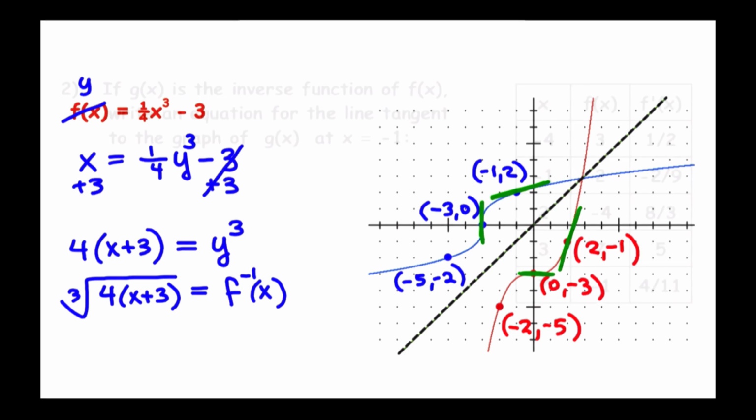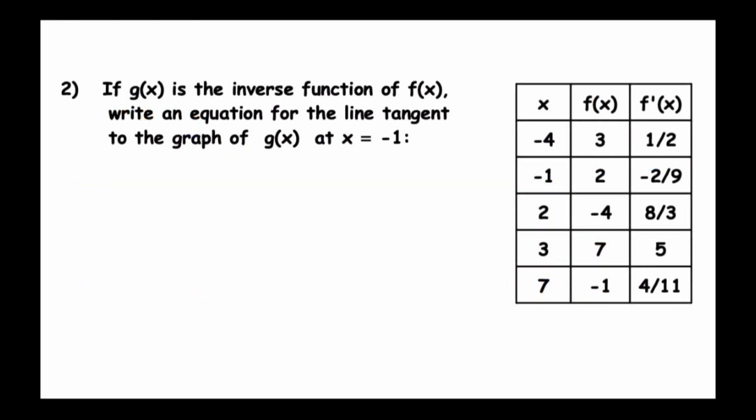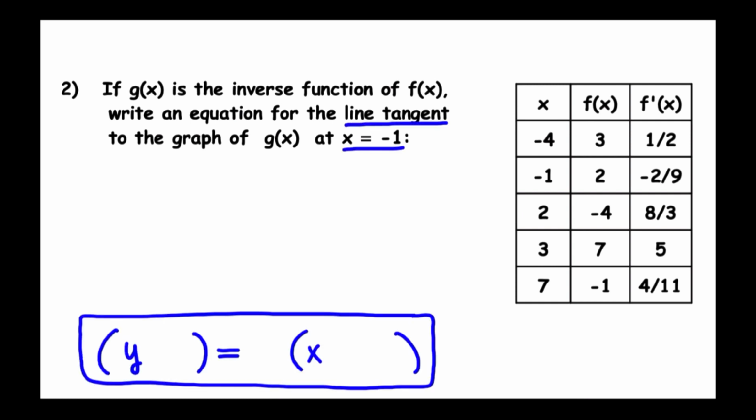Okay, back to another example. Number 2, if g of x, which does not appear in the chart, is the inverse function of f of x, write an equation for the tangent line of g of x at x equals -1. All right, well, tan line, that tells me I'm going to be in point slope form. So I'm going to come down here and just write my answer. And again, I also know that x is -1, so that's going to be x plus 1.